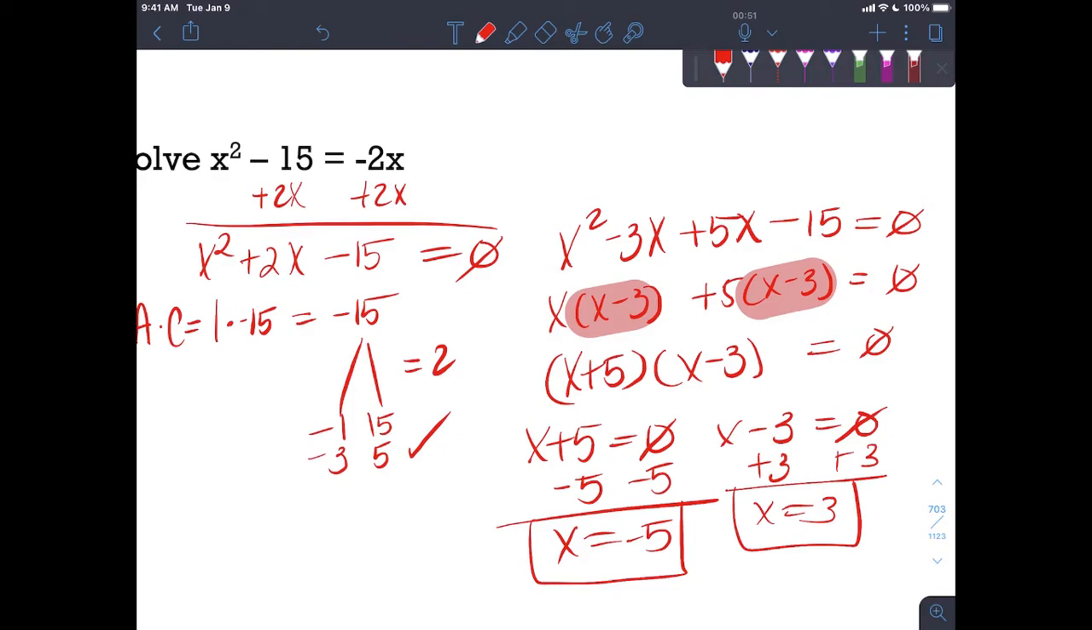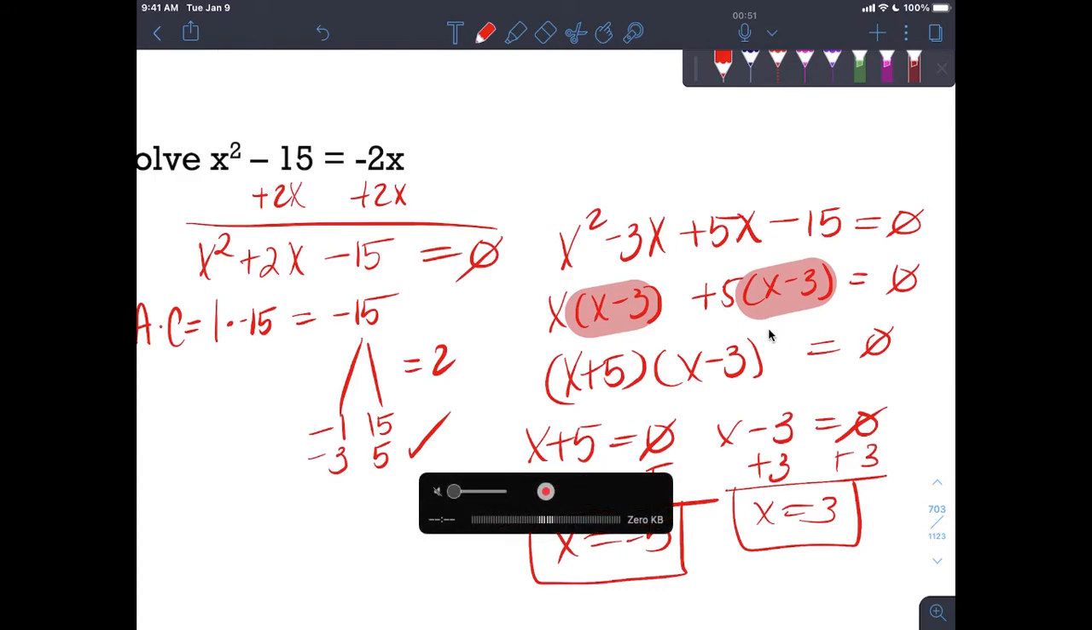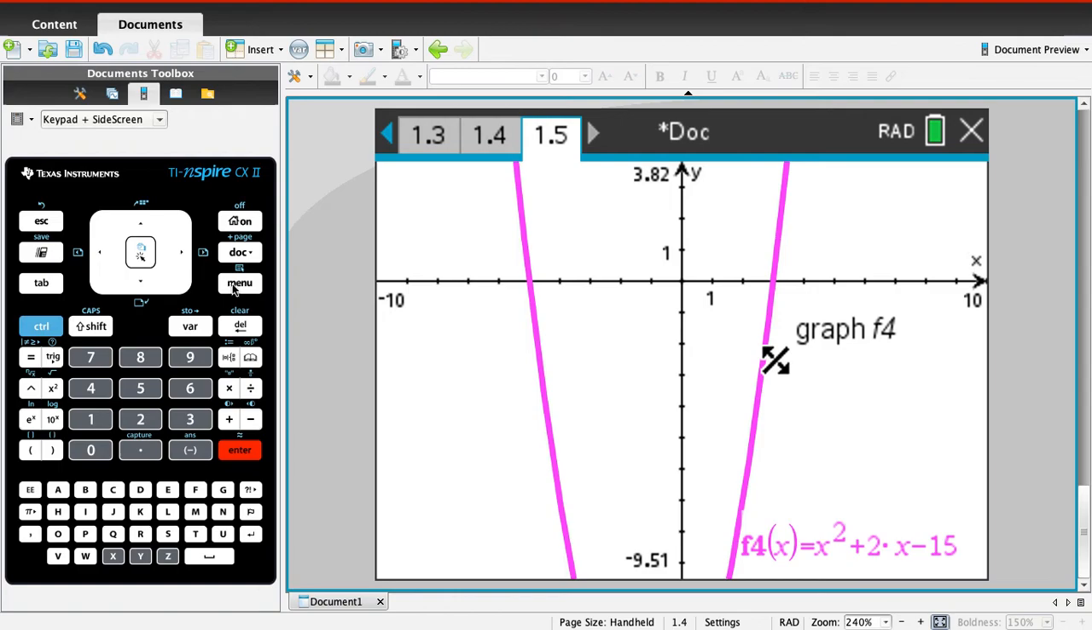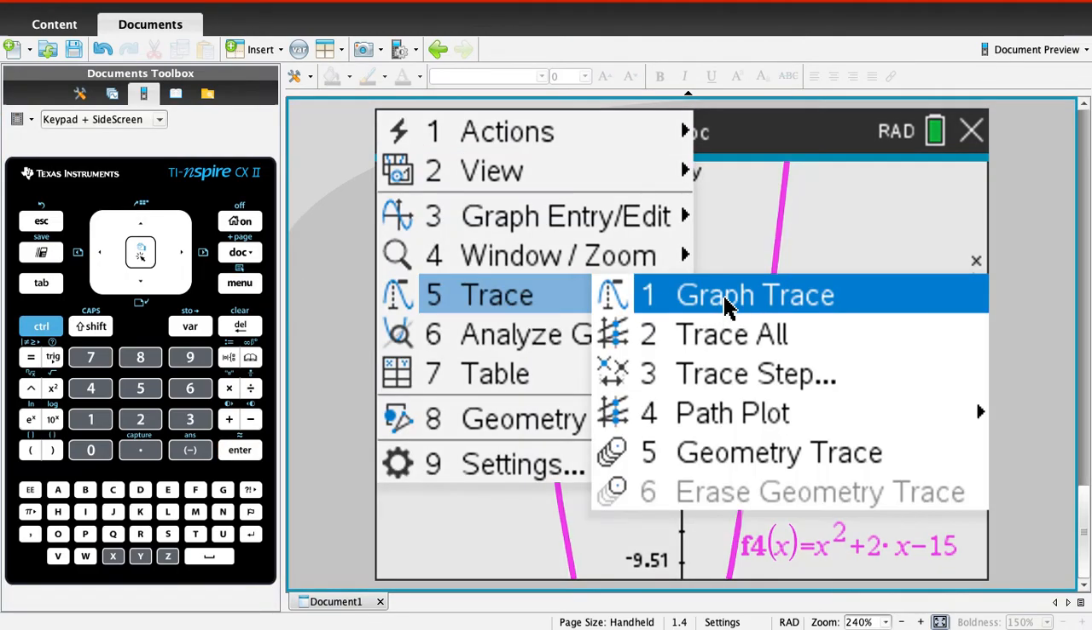So if I graph this, x squared minus 15 equals negative 2x, I should see a root at negative 5, positive 3. Let's try that out. Let's start a new graph. So I got that graph for us. I'm going to go ahead and do my graph trace.